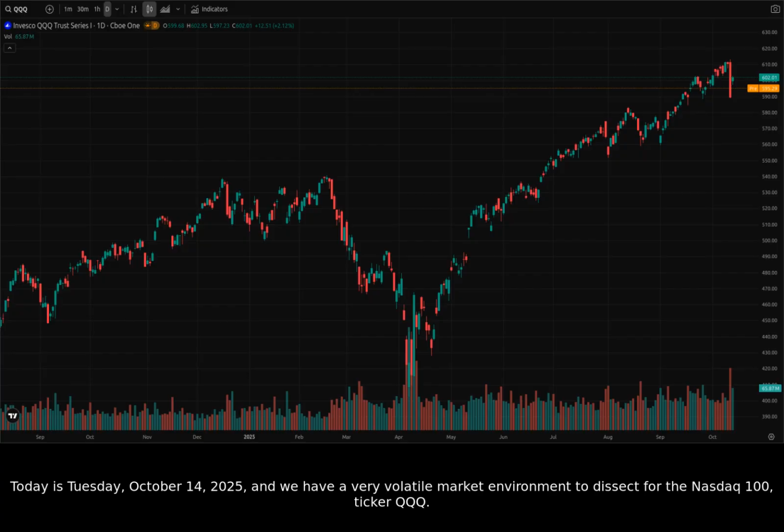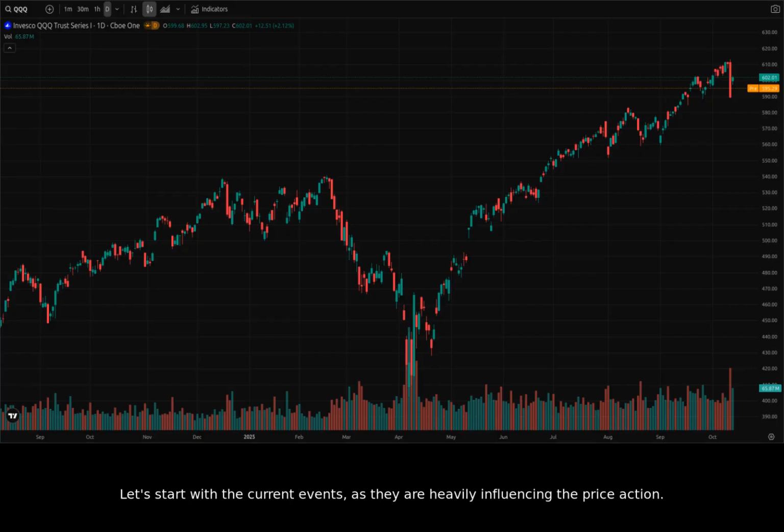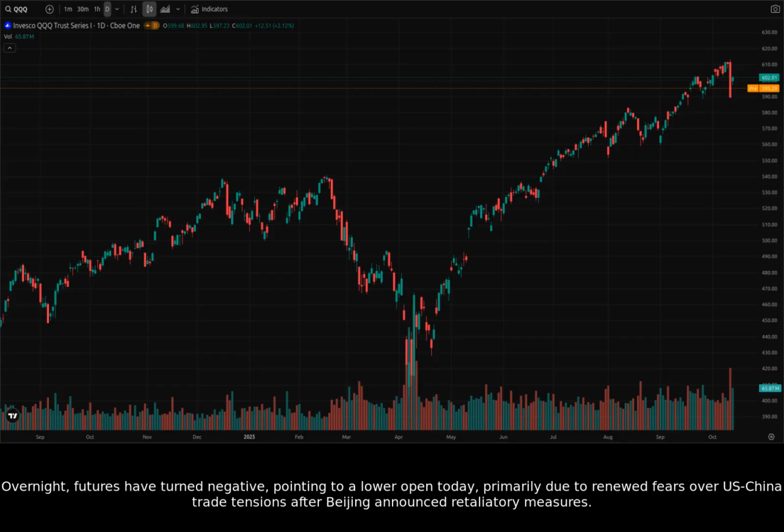Today is Tuesday, October 14th, 2025, and we have a very volatile market environment to dissect for the Nasdaq 100, ticker QQQ. Let's start with the current events, as they are heavily influencing the price action. Overnight, futures have turned negative, pointing to a lower open today, primarily due to renewed fears over U.S.-China trade tensions after Beijing announced retaliatory measures.